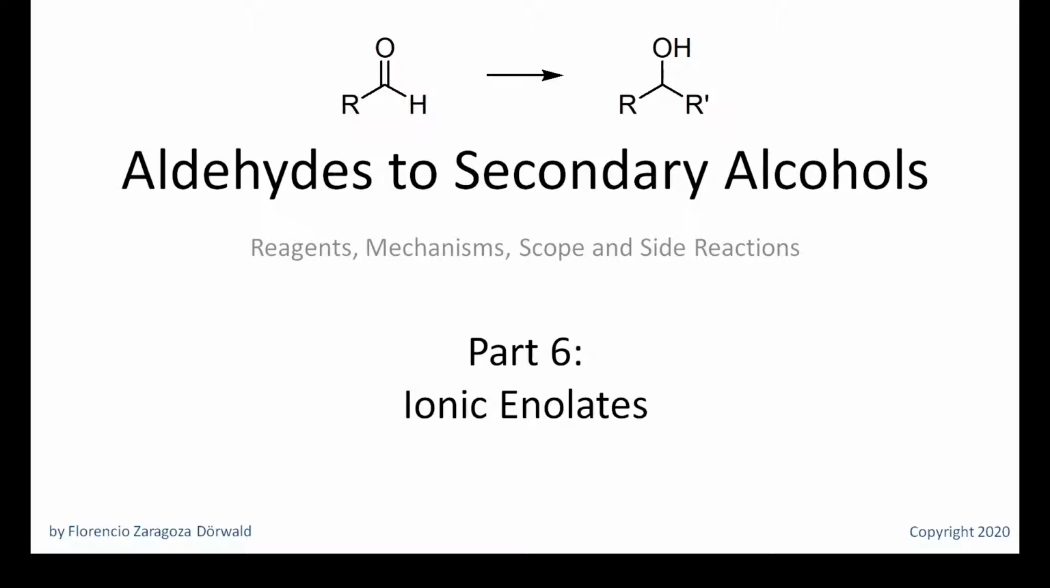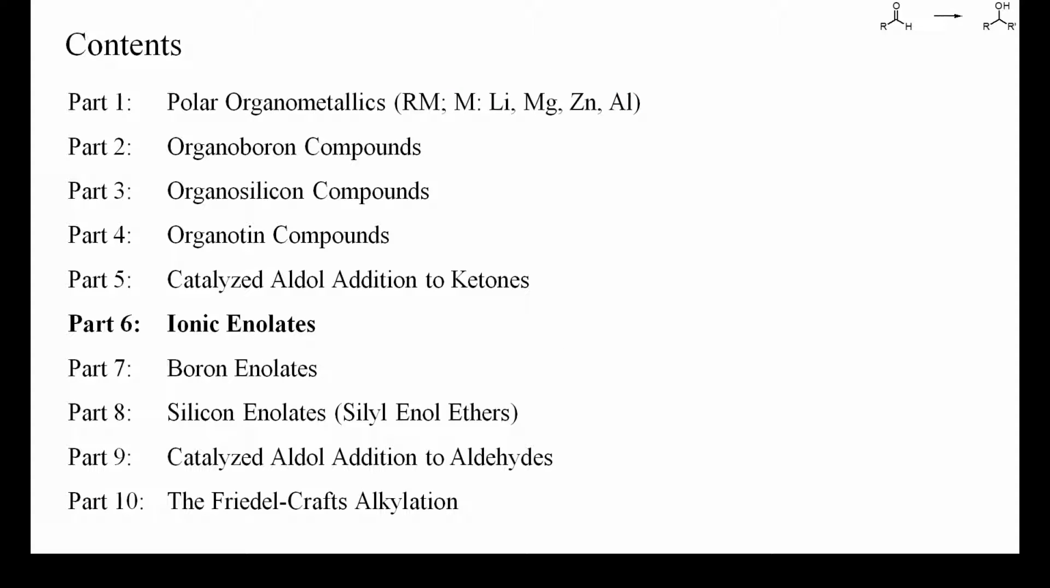Welcome to part 6 of this series of presentations about how to convert aldehydes into secondary alcohols. This video is about the stoichiometric in situ generation of ionic enolates, that is, enolates with lithium, sodium, potassium, magnesium and related cations, and their addition to aldehydes.